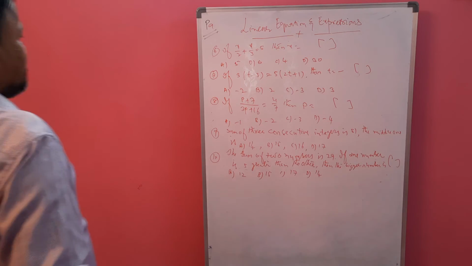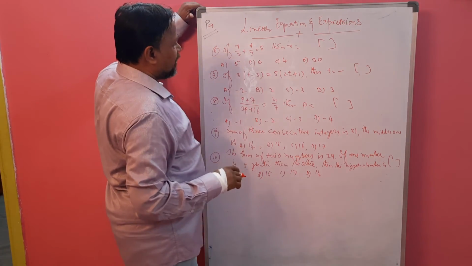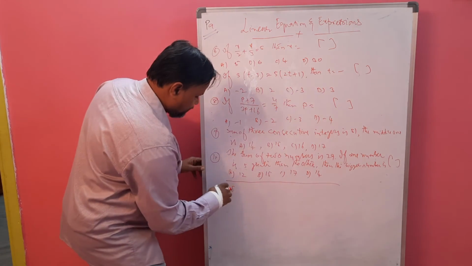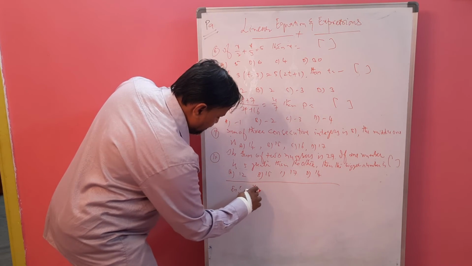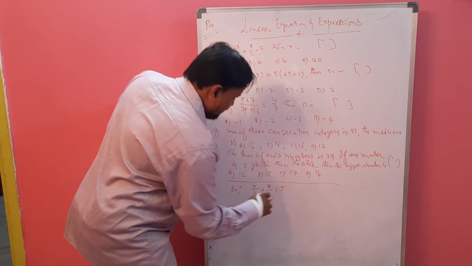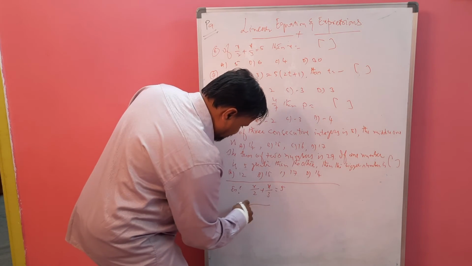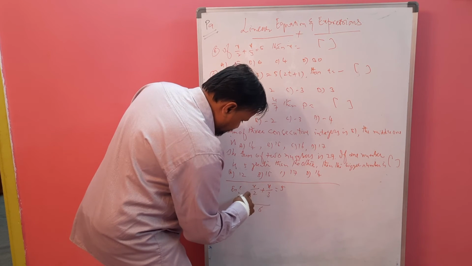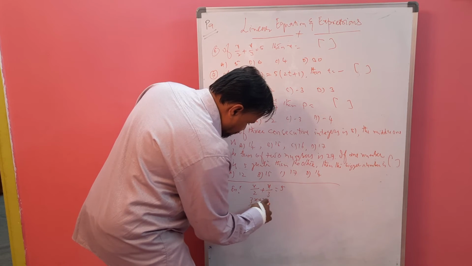Now question number 6. If x by 2 plus x by 3 equal to 5, then x value is? See the solution here. Solution of 6: x by 2 plus x by 3 equal to 5. Now here we have to take the LCM. LCM of these two is 2 3s are 6. Cross multiplication type: 3 into x, 3x, plus 2 into x, 2x, equal to 5.